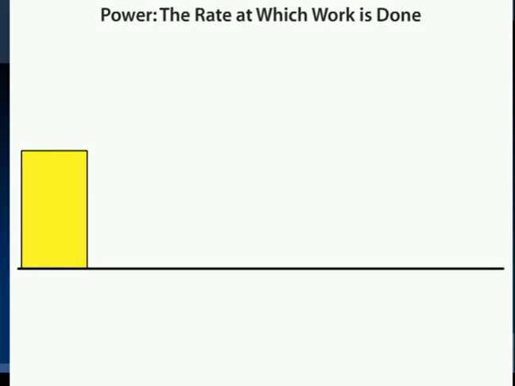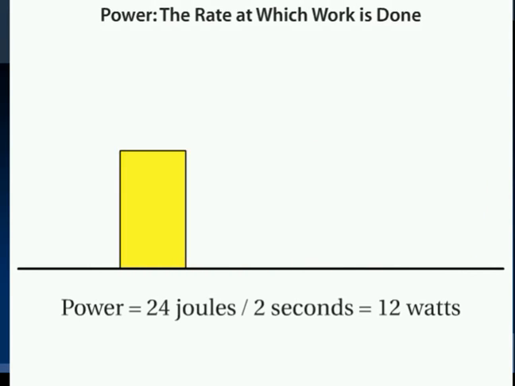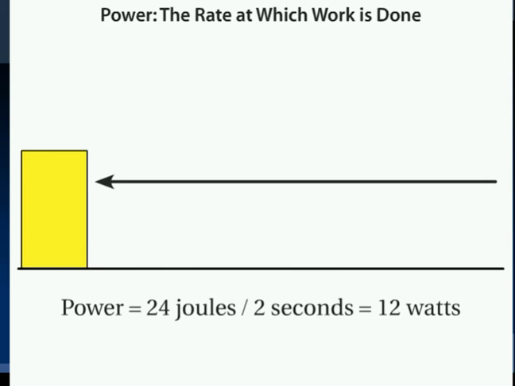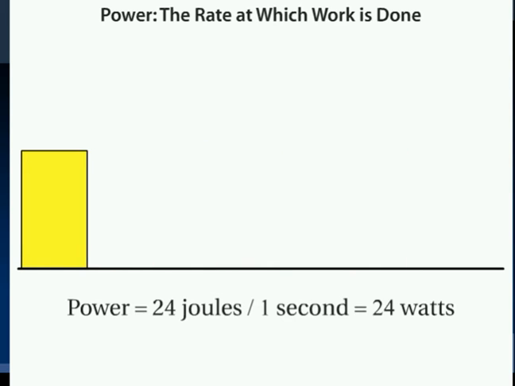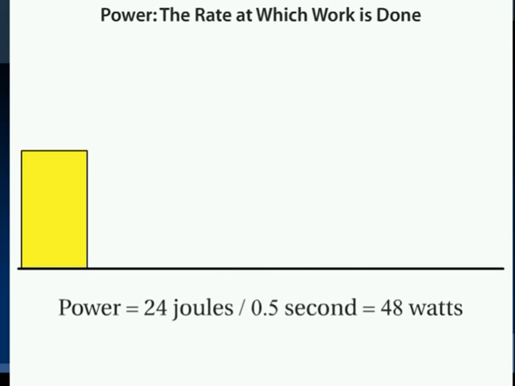Power is a measure of the work done or the energy transformed per unit time. Power is the rate at which work is done or energy is expended. It is measured in joules per second, which are known as watts.